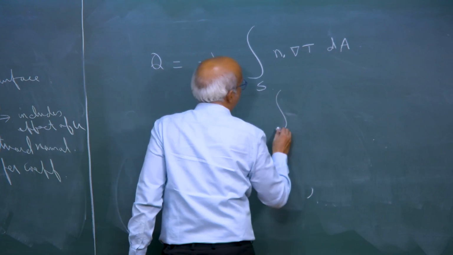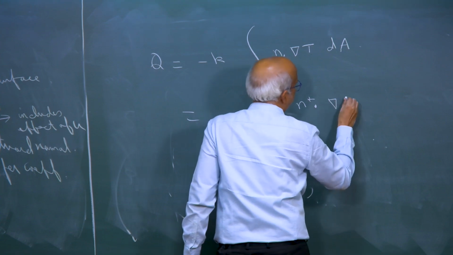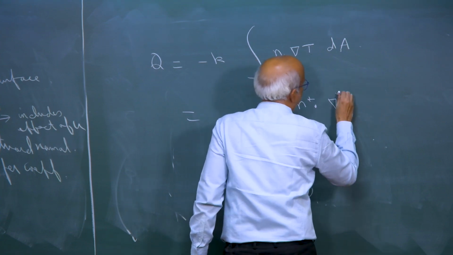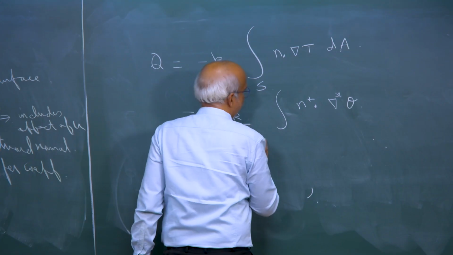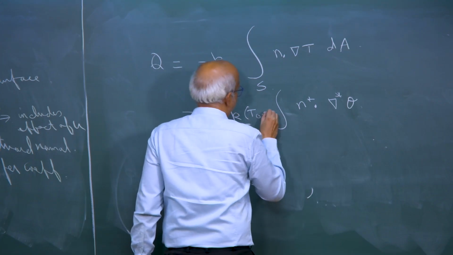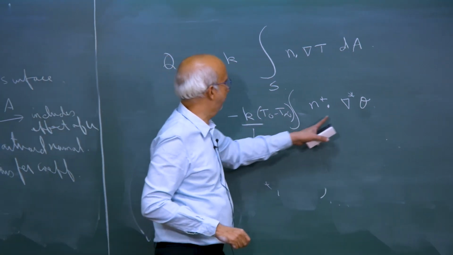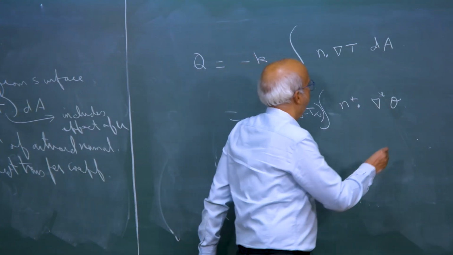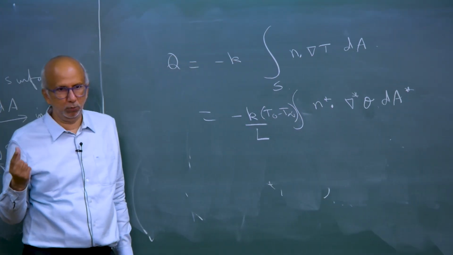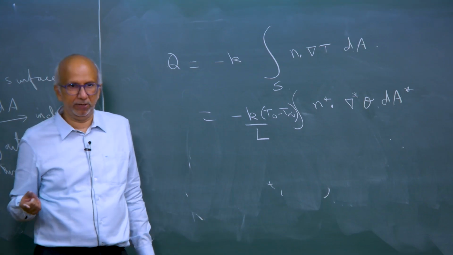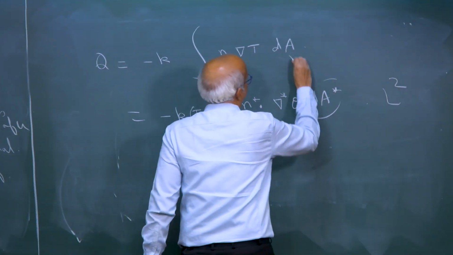So, this will be, let us say, n star, the unit vector anyway, del star theta, and have minus K, one L comes at the bottom, and one T naught minus T infinity comes at the top, okay. T has been made dimensionless with theta, del I get L, and our dA star also has a length scale, two length scales. When I make it dimensionless, I will get an L square in the numerator, because I have converted dA to dA star.